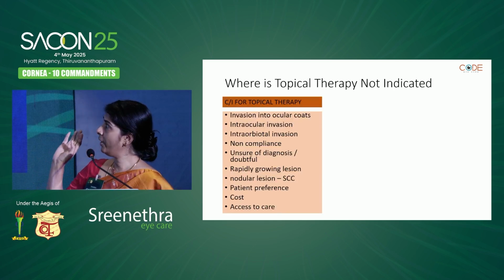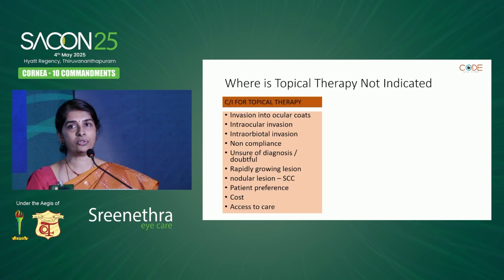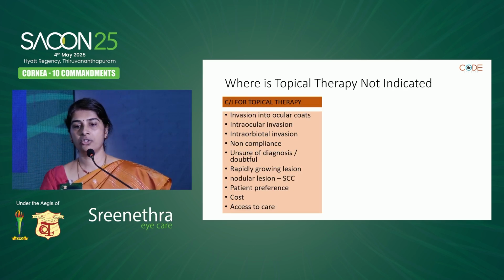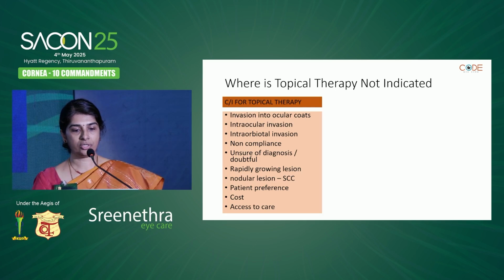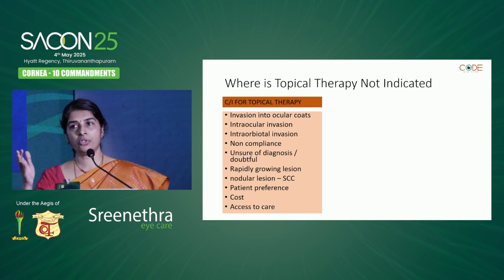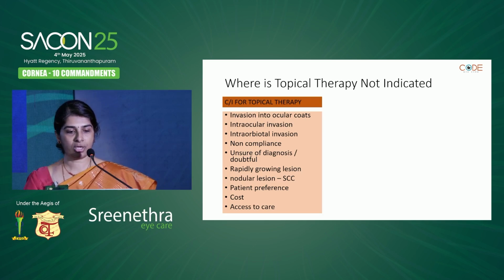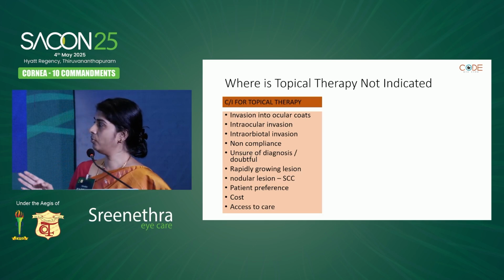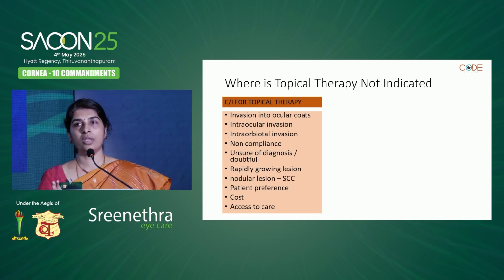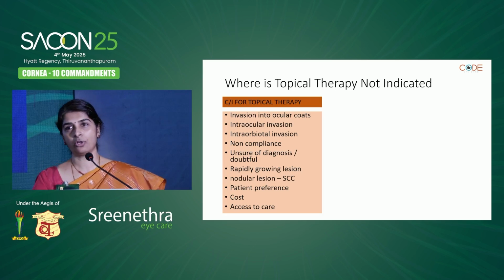It's important to know where topical therapy is not indicated, because you cannot afford to waste time. When there's invasion into the ocular coats, intraocular invasion, intraorbital invasion, when you think that the patient is not going to be compliant with the medication, when you are unsure of your diagnosis or doubtful, when it is a rapidly growing lesion, when it is a squamous cell carcinoma, where topical therapy does not have a significant role to play. Patient preference for a lesion that can be given both options. If the patient prefers to undergo surgery, then you cannot really force upon the topical therapy upon the patient. Cost and access to care.